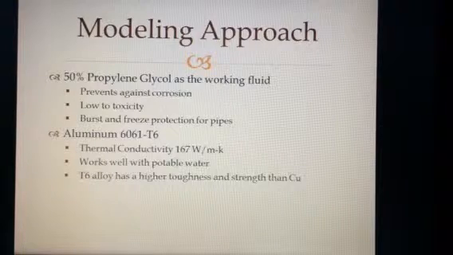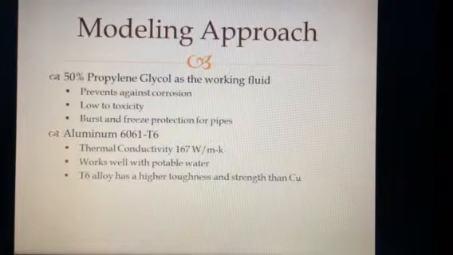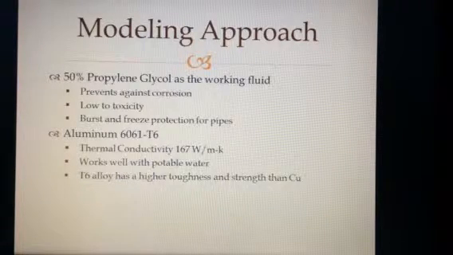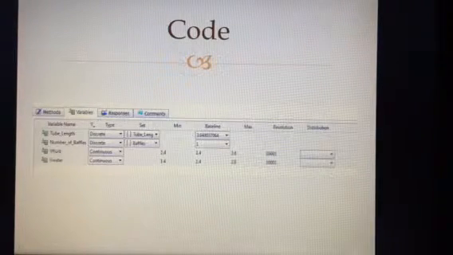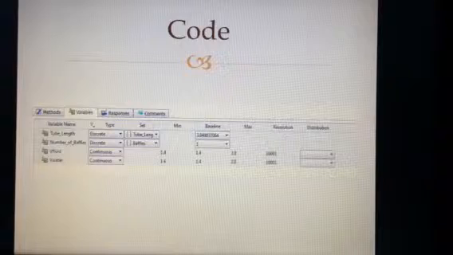The material that we chose was aluminum 6061-T6. That's because it has a high thermal conductivity, it works well with potable water, and T6 alloy has a higher toughness and strength than copper. Using HEEDS, we optimize our heat exchanger.